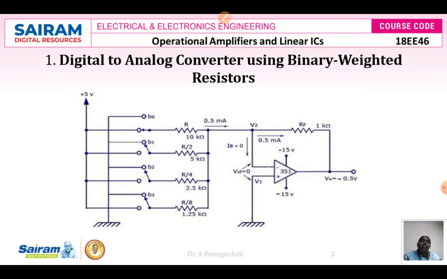So here in this case, to the input terminal, we are going to have different binary switches depending upon what type of converter we are going to use. Suppose I am going to design a 4-bit D2A converter, I am going to use 4 switches as the input signals. When a switch is connected to 5 volts, we mean that a 1 is given to the input. If the switch is connected to the ground level, we mean that we are giving a 0 input to the circuit.